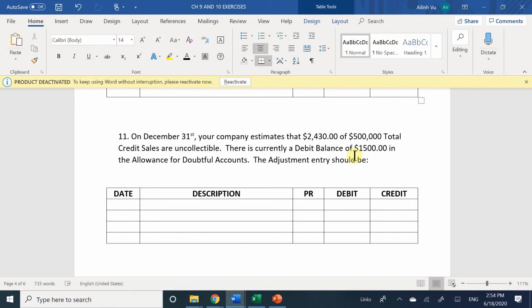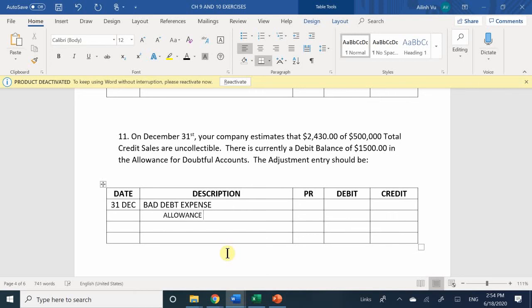Record the adjustment entry. It should be bad debt and allowance for doubtful accounts. Yes, good. And you want to add the 2,430 to the 1,500, for a total of 3,930, right? Let's be careful.